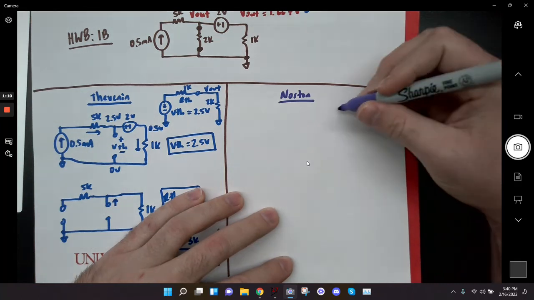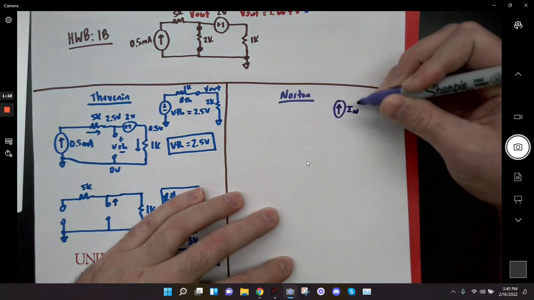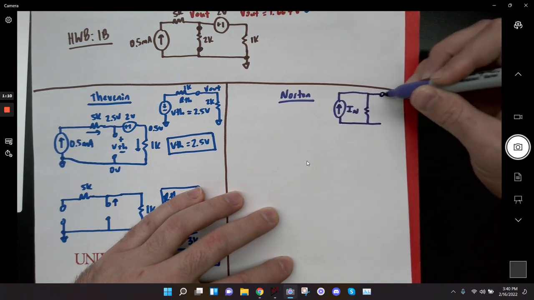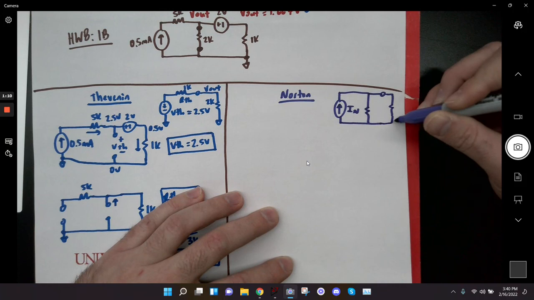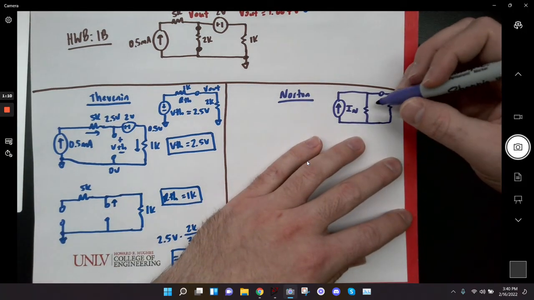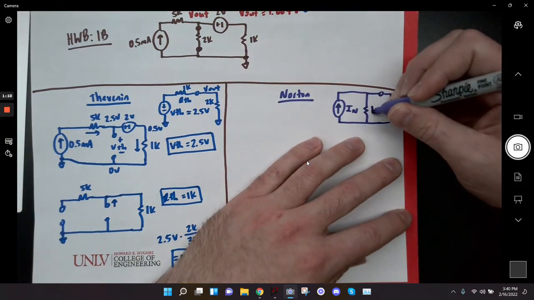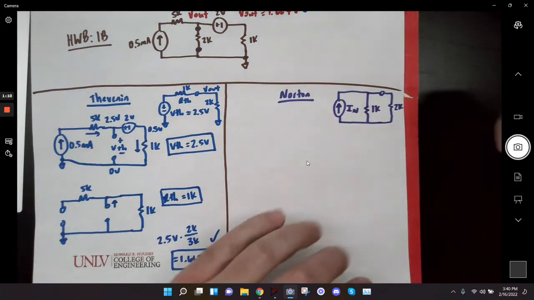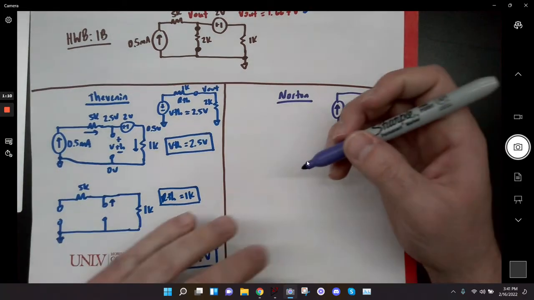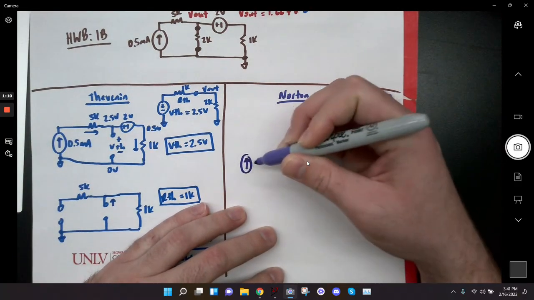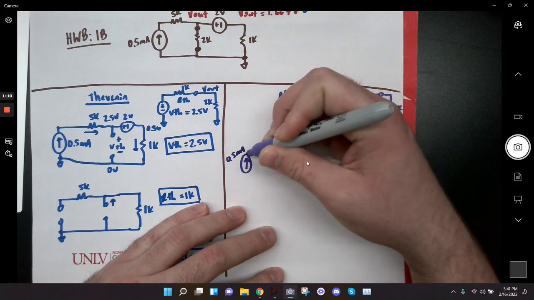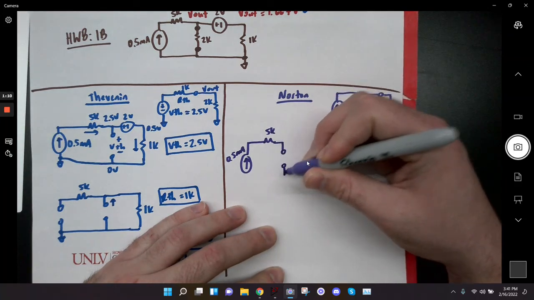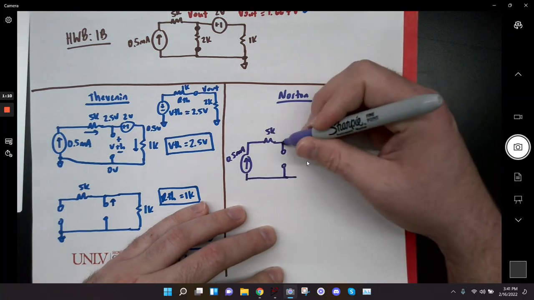So now I'm looking for my Norton current, and then I'm going to connect my load, right? We already know that the Thevenin resistance is 1K. My load is 2K. So all I need to find is I Norton. To find I Norton, I'm going to draw the original circuit: 0.5 milliamps, 5K. My load is gone. I've got my battery here.